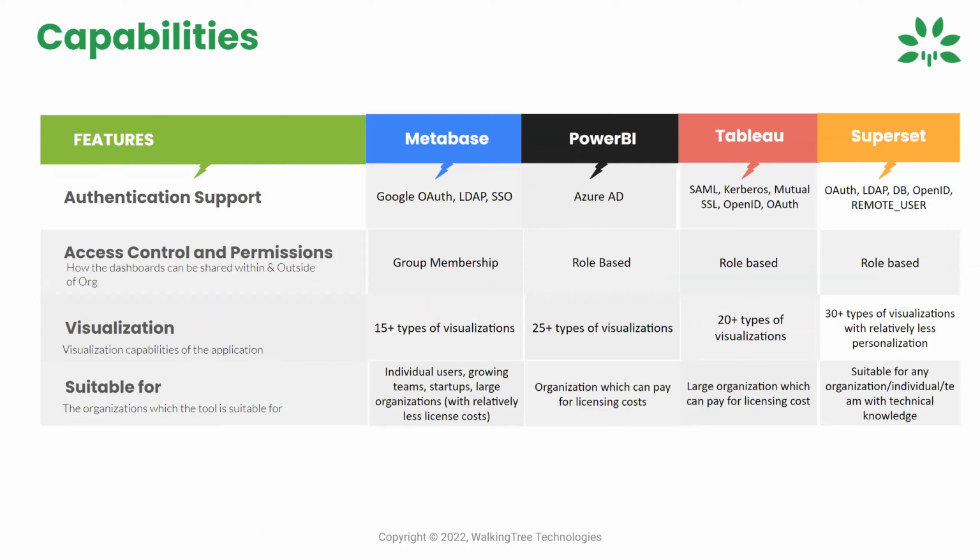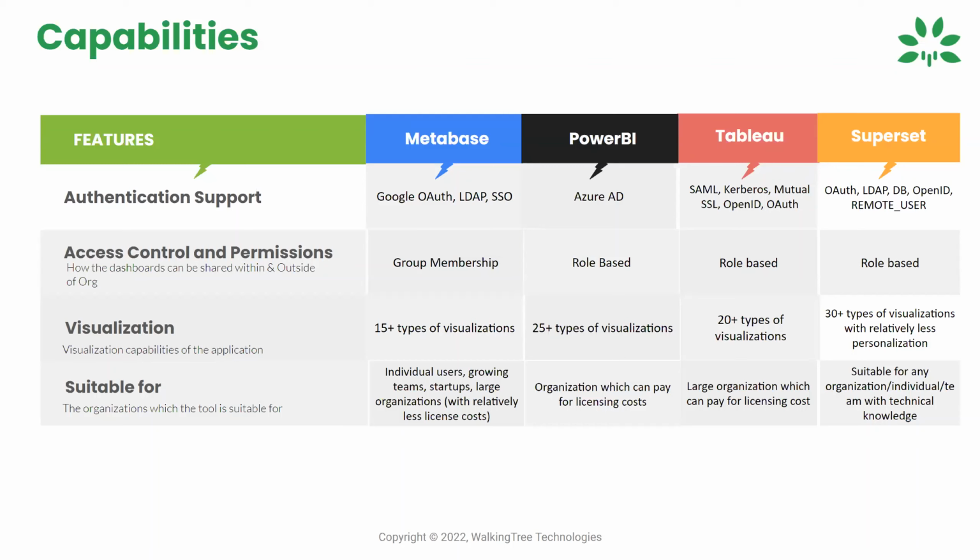And if you look at the type of authentication these tools have in place, for Metabase it is Google Auth, LDAP, and SSO, and for Power BI it is based on Azure AD. For Tableau, it is SAML, Kerberos, Mutual SSL, OpenID, and OAuth. And Superset is OAuth, LDAP, DB, OpenID, remote user.